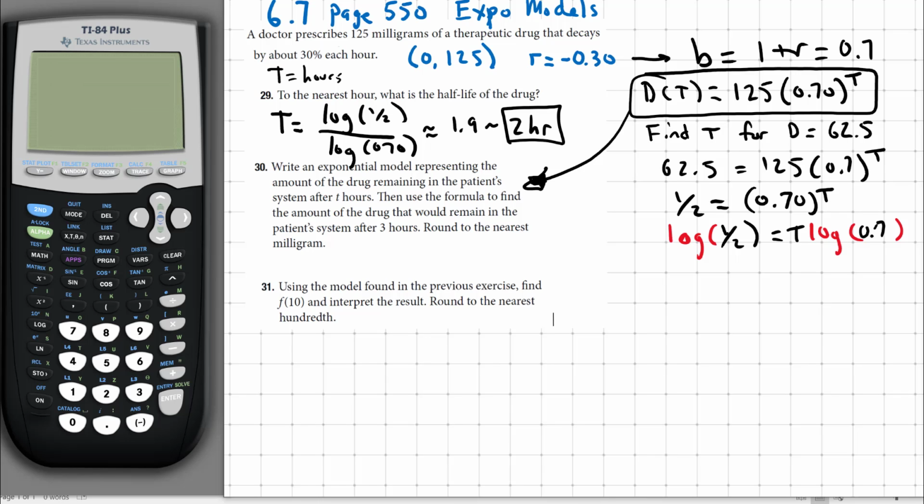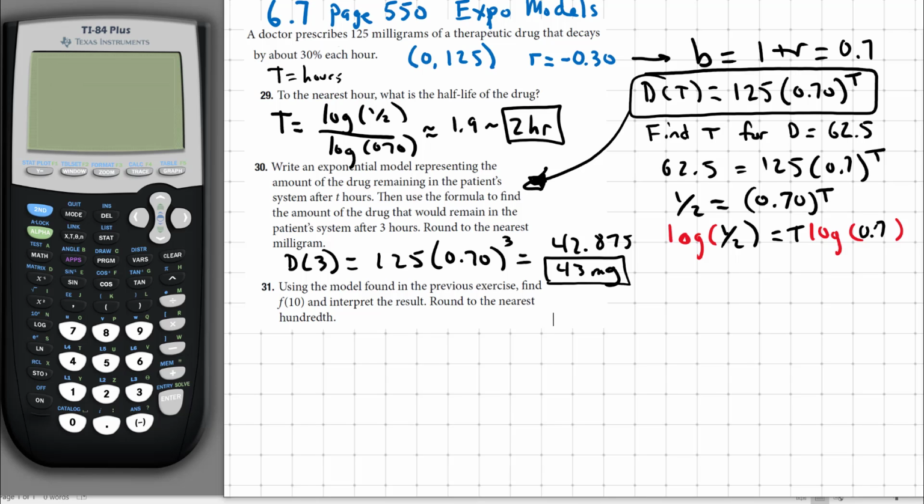Then use the formula to find the amount of drug remaining in the system after 3 hours. So we have to plug in 3 for our time. 125 times 0.70 to the 3 hours. And that problem is purely a calculator problem. So we're going to get 42.875. Let's just round that off to 43 milligrams. Now that's approximate, but we're good there.